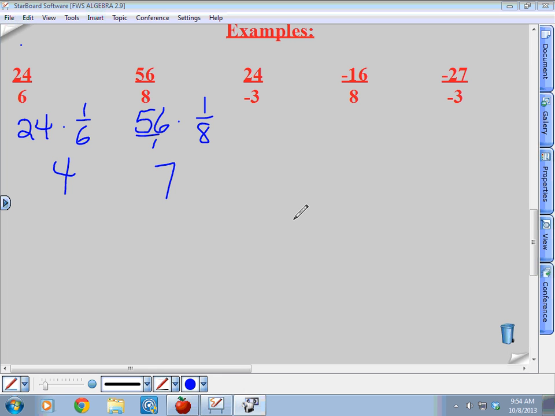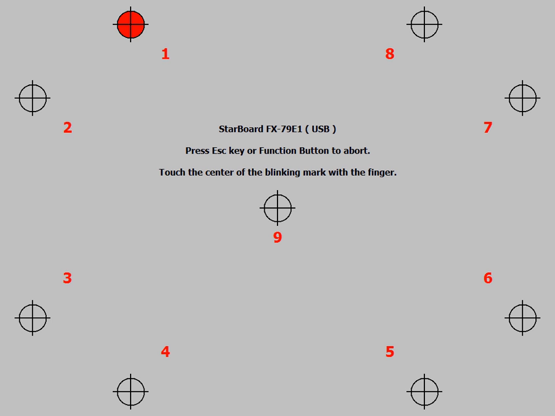Tim, 24 divided by -3. That is -8. Yeah, but how? We want to turn it into a multiplication problem. So it's 24 multiplied by -1/3. Good. And you're right. It's -8. 24 divided by 3 is 8.